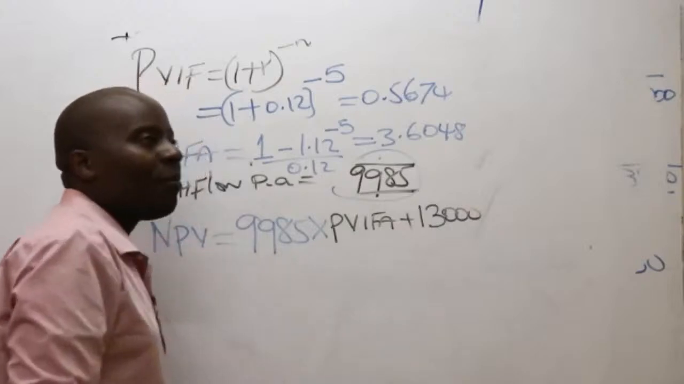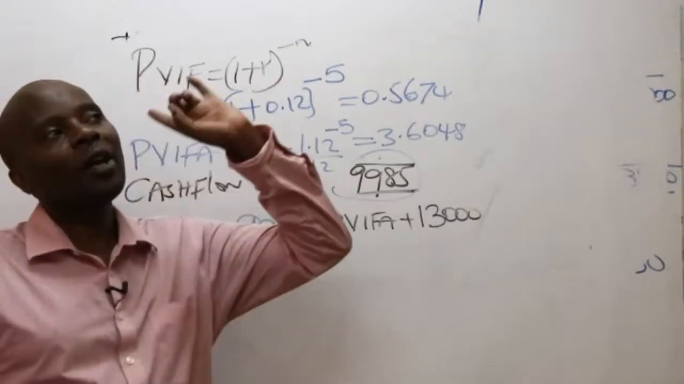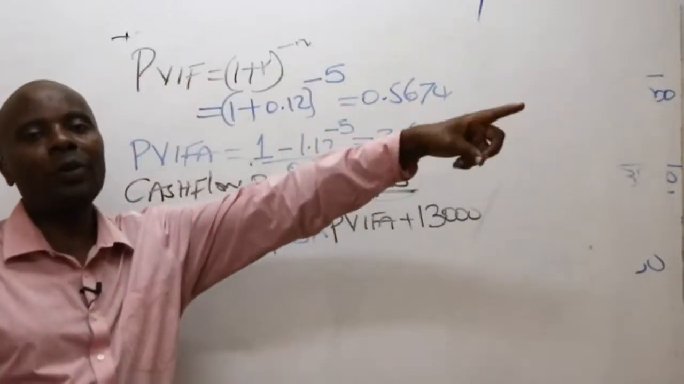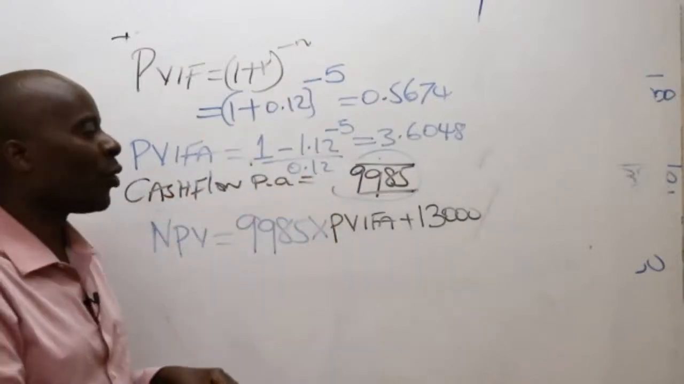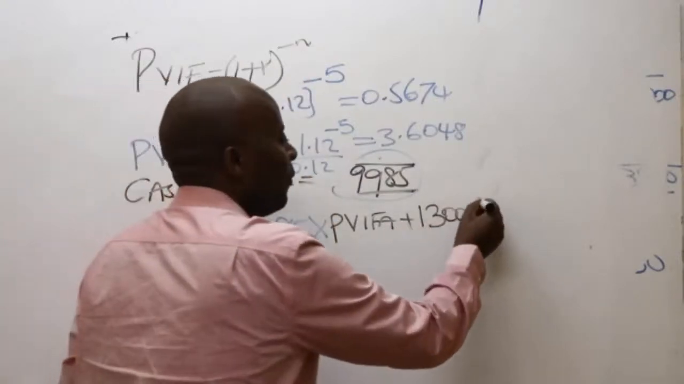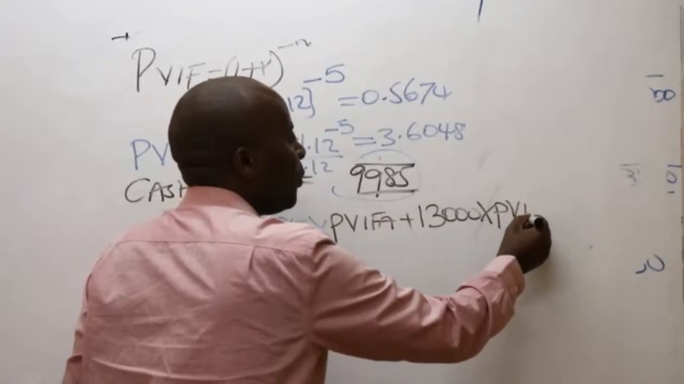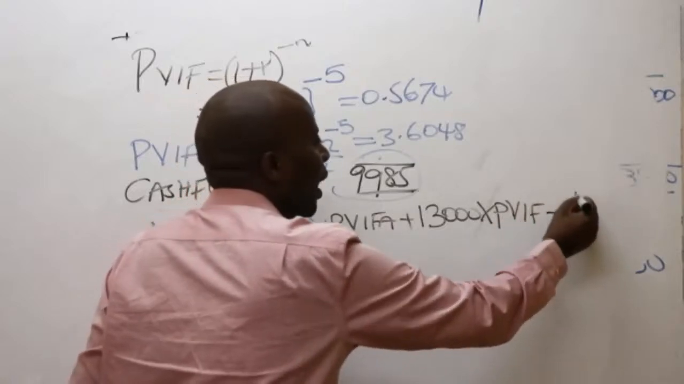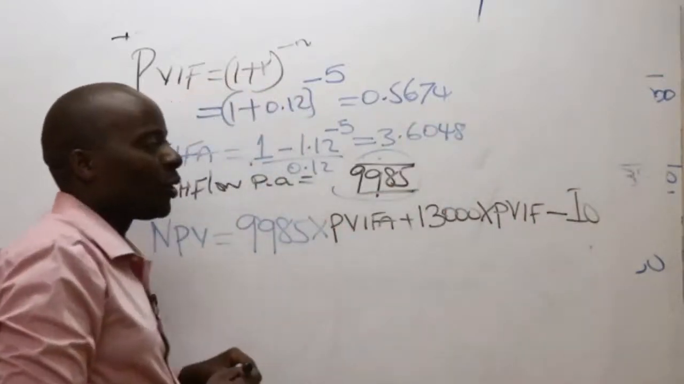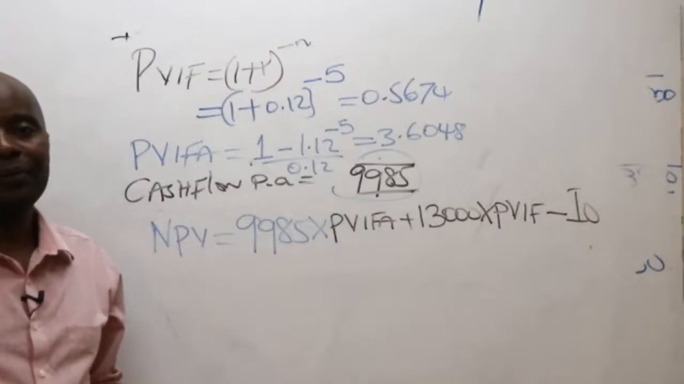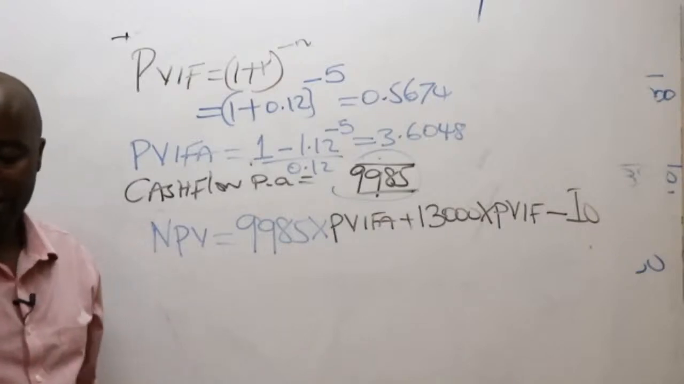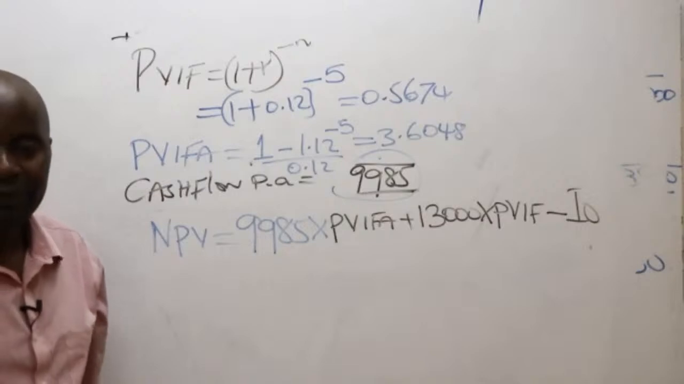13,000. But now remember, this is our one-off figure, which will be coming to us all the way from the end of year 5. Only one-off figure. So it can only be multiplied with PV. This can only be multiplied with PV minus IO, minus the initial what year? Outlay. Minus the initial outlay.